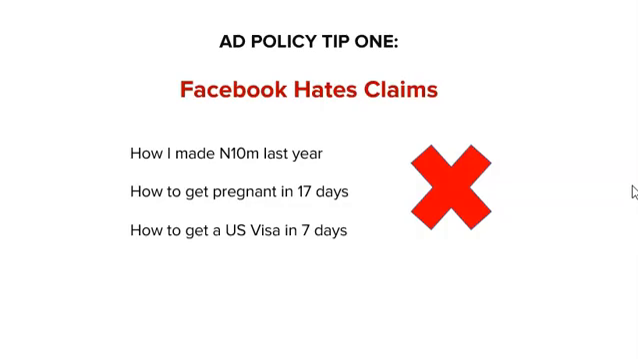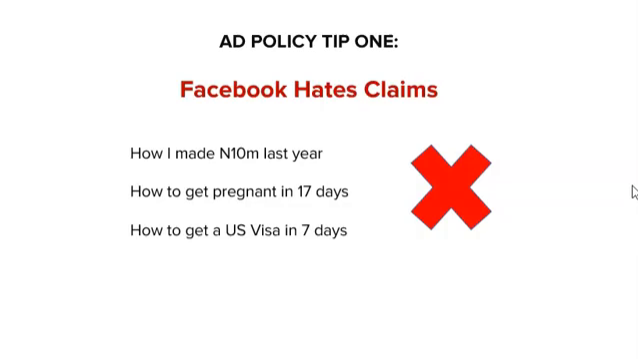There are certain areas where people violate the Facebook advert policies. And the first area is making claims. Facebook does not want you to make claims, especially claims about money and health. It doesn't matter if you have proof to support it or not. So when you go to Facebook and write an advert that says how to make 10 million naira, they see that as a claim. Or maybe you say how to get pregnant in 17 days. They don't like claims. So just stay away from making huge claims like this on Facebook.